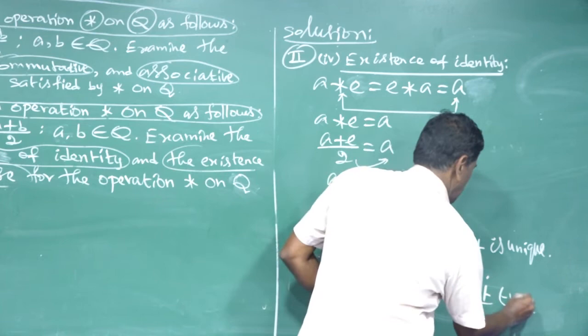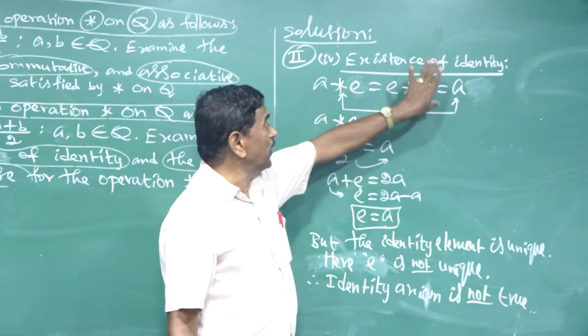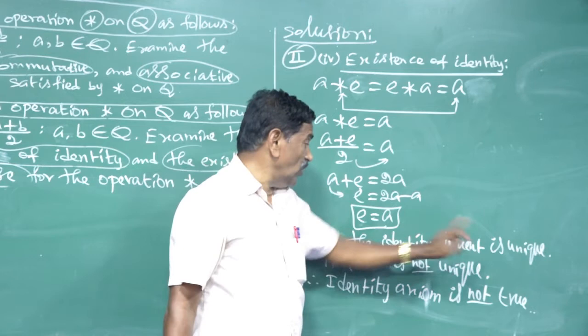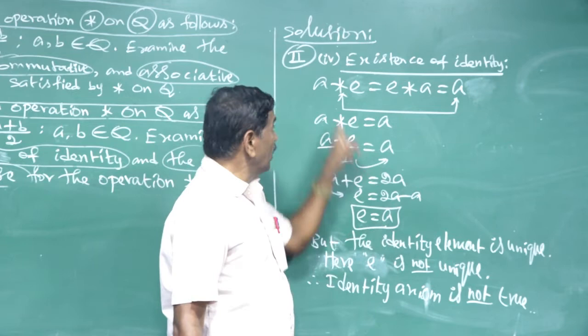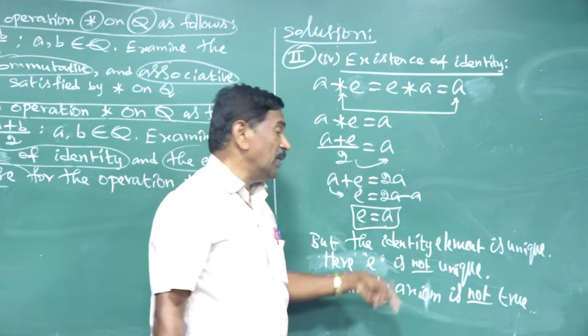Again, A star E equal to E star A equal to A by the definition of identity. Considering first and last, we get E equal to A. But the identity element is unique, and here E is not unique. If you take A, you will get E equal to A. If you take B, your answer is E equal to B. Therefore, E is not unique. Therefore, the identity axiom is not true.